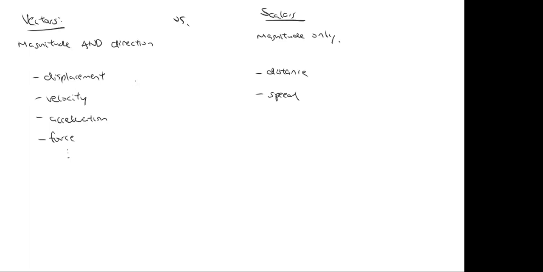But the key point we needed to point out was that a vector must always have a magnitude and direction. It's never just a magnitude. But the scalar is just a magnitude only. And so we talked about how we could represent these vectors. And there are a few different options.